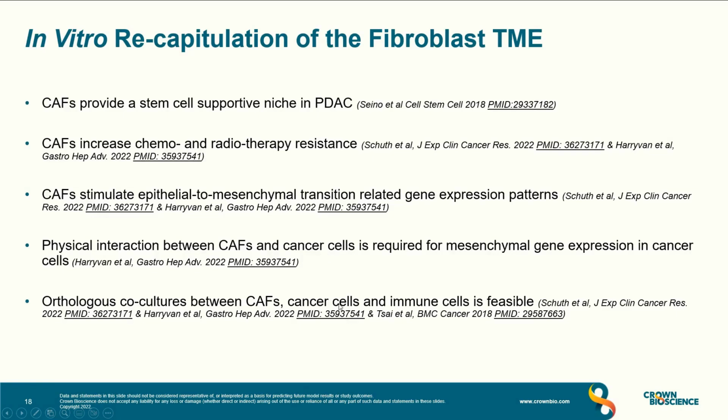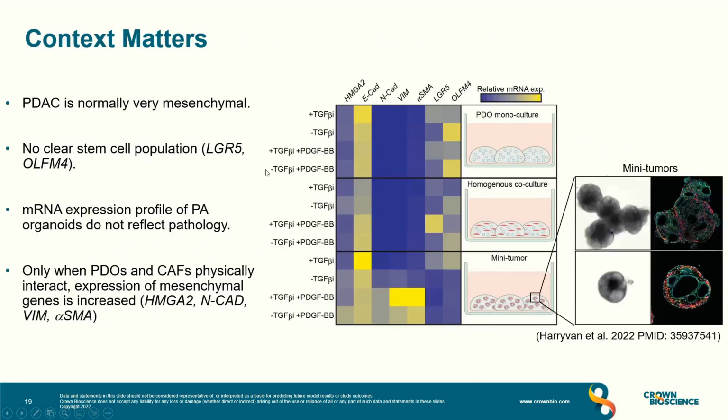And we have now already multiple examples of autologous co-cultures between cancer cells and immune cells, so triple co-cultures that are able to study the interaction between the different compartments of a tumor. So this is a very important example that I want to give, and it really shows that context matters.